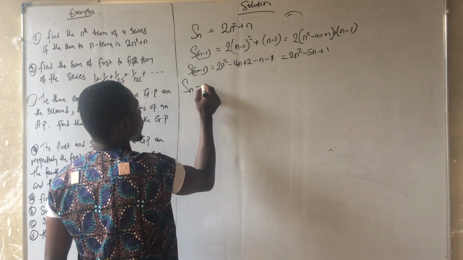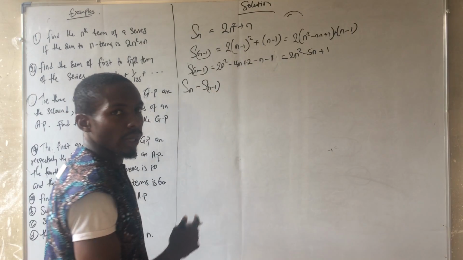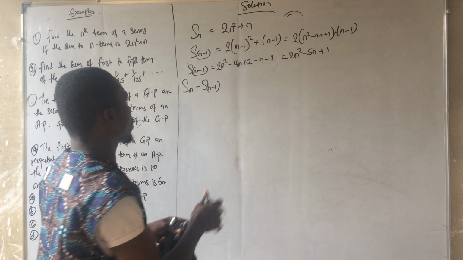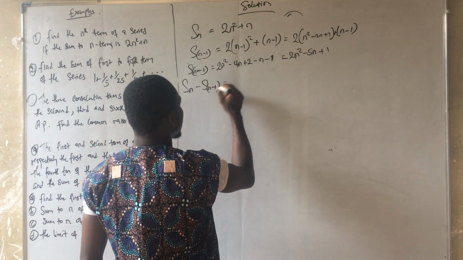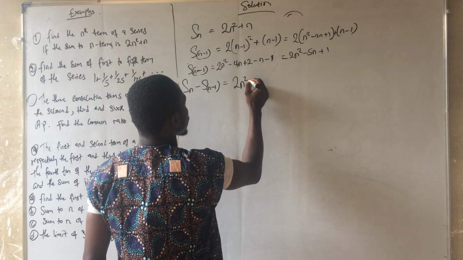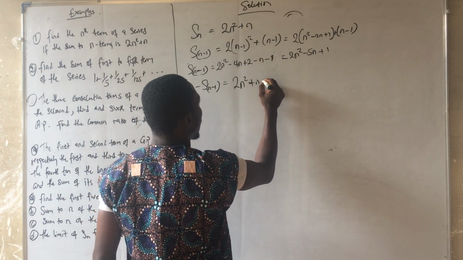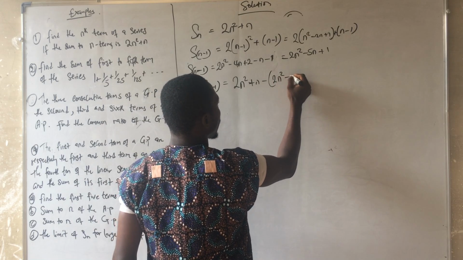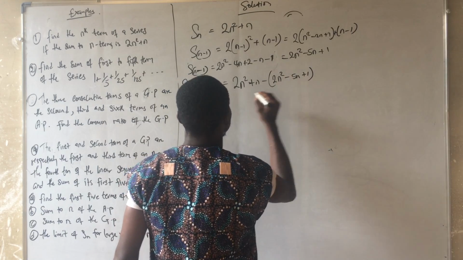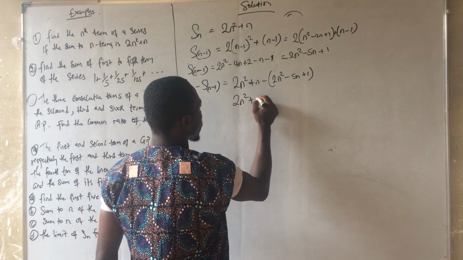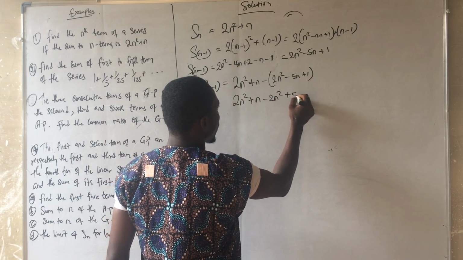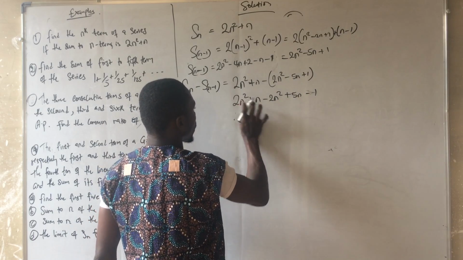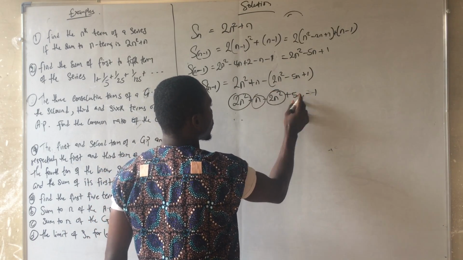So now we say Sn minus S(n minus 1). Remember what we did and what I said? When we subtract, we are going to have the nth term. So that means this is going to be 2n squared plus n, now minus everything that is here, 2n squared minus 3n plus 1. So this is going to give us 2n squared plus n minus 2n squared plus 3n minus 1. So this and this will cancel each other, now this.